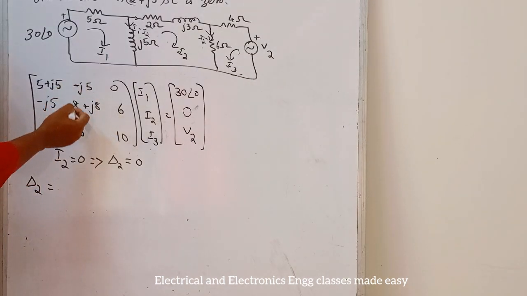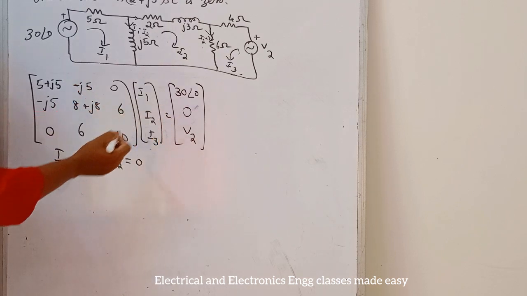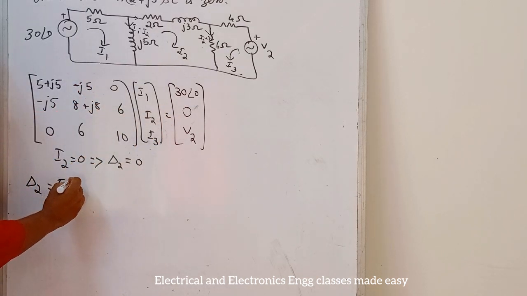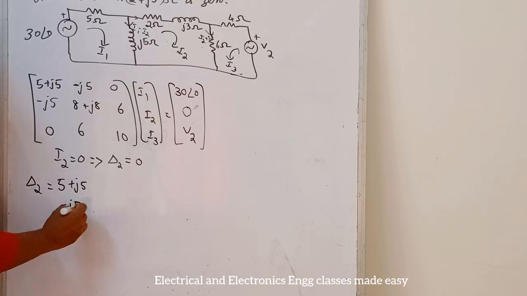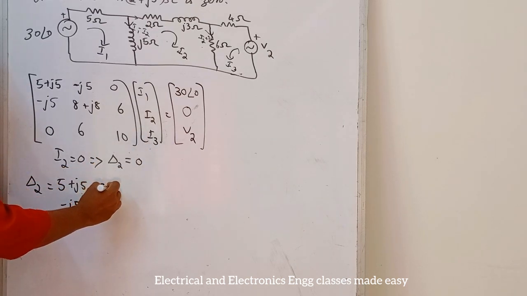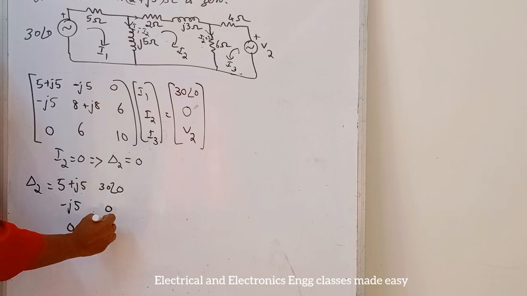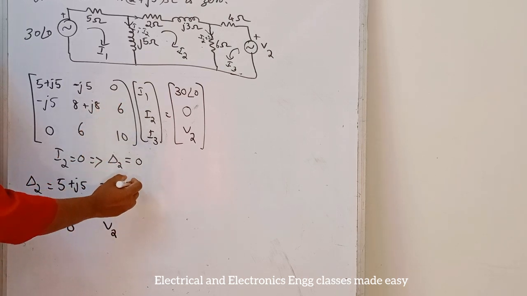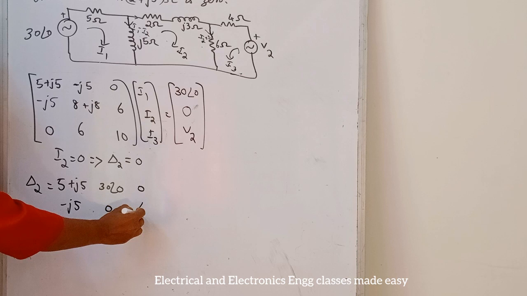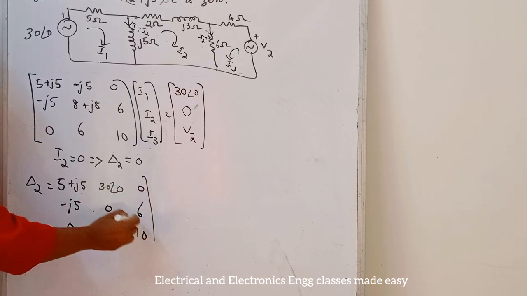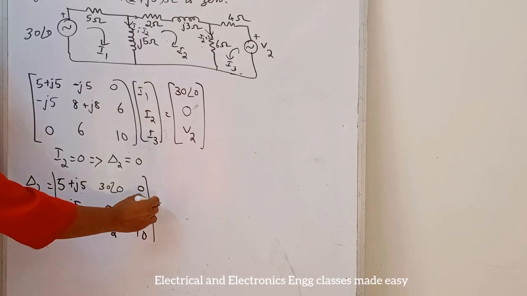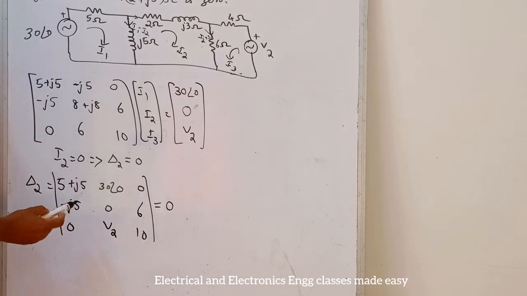So delta 2 is: change the second column values with the voltage values, that is 5 plus J5, minus J5, 0; here 30 angle 0, then 0, V2; then here 0, 6 and 10. Its determinant is equal to 0. Now we have to convert these rectangular forms into polar forms.